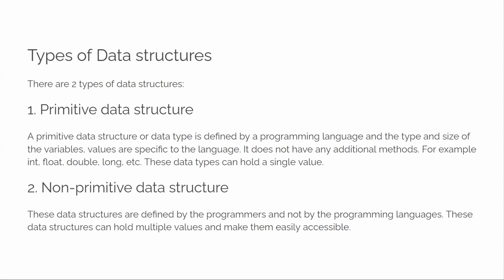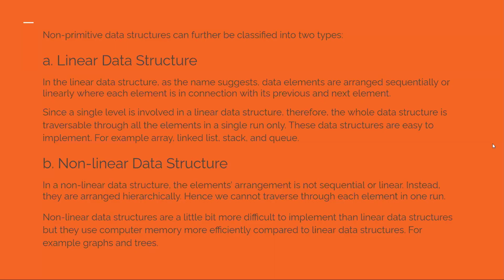Second, non-primitive data structure. These data structures are defined by the programs and not by the programming languages. These data structures can hold multiple values and make them easily accessible. Non-primitive data structures can further be classified into two types. First, a linear data structure.